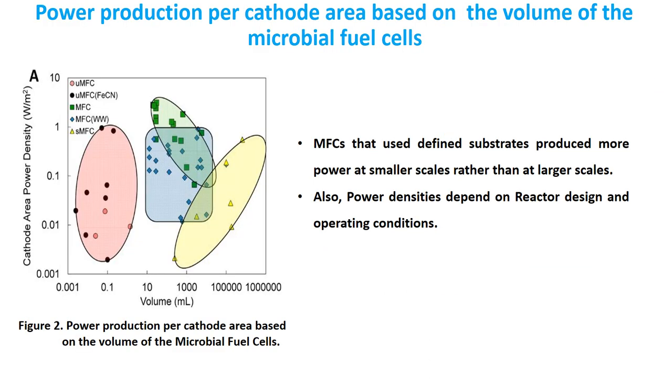Next is power production per cathode area based on the volume of the microbial fuel cells. In Figure 2, we can see power production per cathode area based on the volume of the microbial fuel cells. Power densities are normalized to the cathode projected area. Microbial fuel cells that used defined substrates produced more power at smaller scales than at large scales. Also, power densities depend on reactor design and operating conditions.